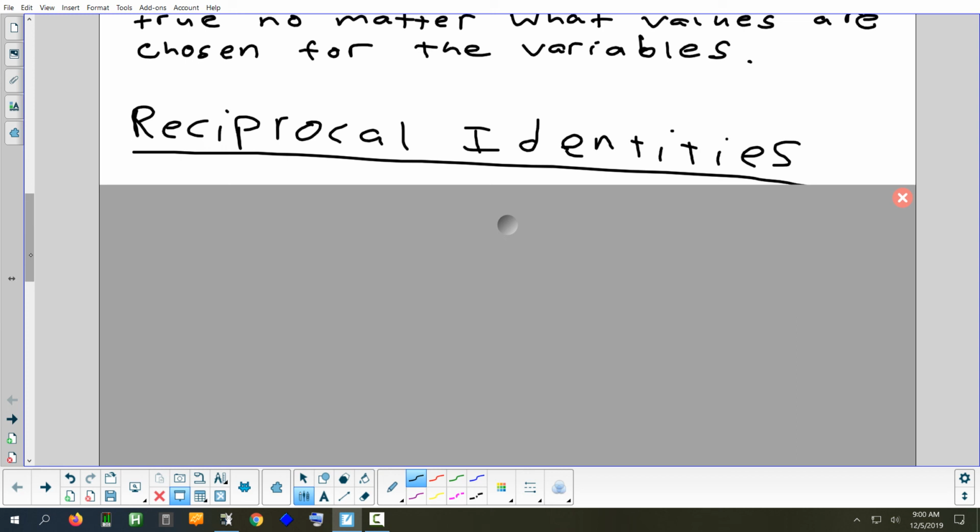We're never going to go to the next step with identities problems, which is usually to do something in calculus. So we're not going to get to that next step. But if you have to take calculus, you'll take this one step further.